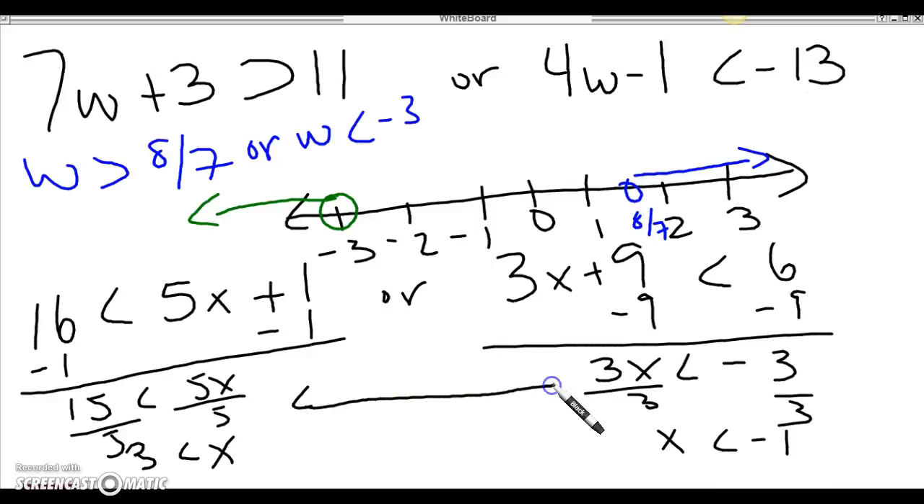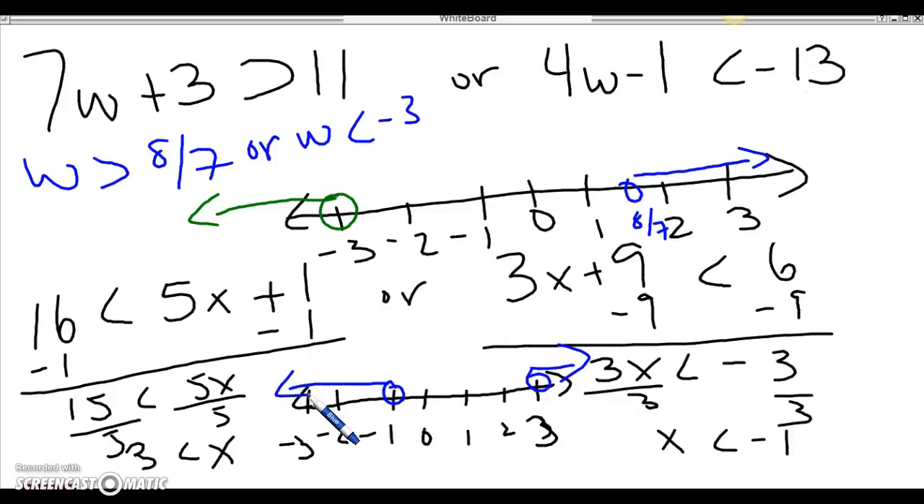So I have a little bit more room here, so I'm going to just graph it here. So 0, 1, 2, 3, -1, -2, -3. Fix my 3 a little bit better. Okay, so for the first one, x is greater than 3. So I'm going to put an open circle here, and I'm going to go this way. And x is less than -1, so just open circle and go this way. Notice that for the ors, I'm going in opposite directions. So I really hope that this helps.